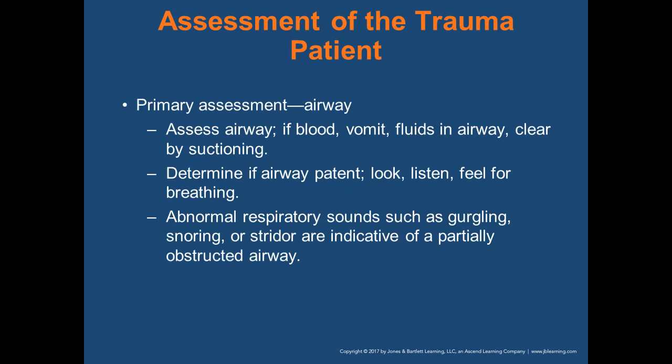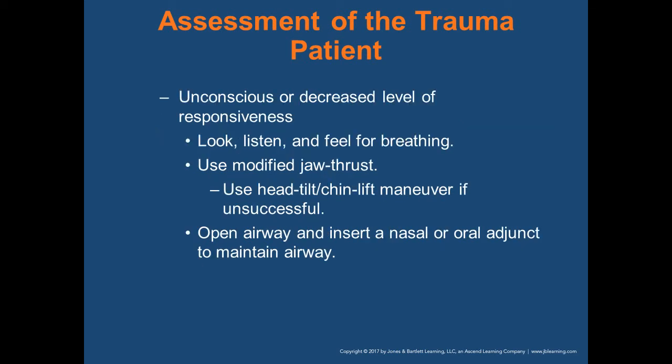So far as airway is concerned, in your primary assessment, if there's blood or vomitus or anything in the airway, you must remove that, and then determine if the airway is patent. You need to look, listen, and feel for breathing. Abnormal respiratory sounds such as gurgling or snoring or stridor are indications of a partially obstructed airway. So be aware of what you're listening to.